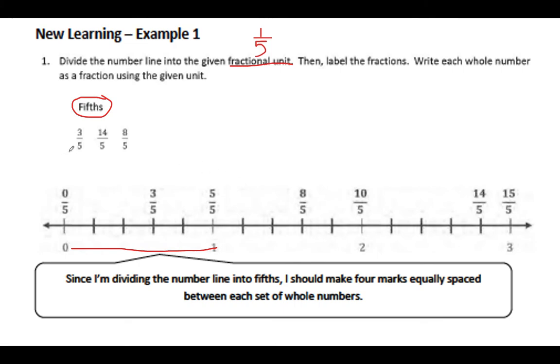Then they went ahead and they put these fractions on the number line. They only labeled these fractions. Take a look. Here's 3 fifths. Here's 14 fifths. And then here's 8 fifths. Sorry.